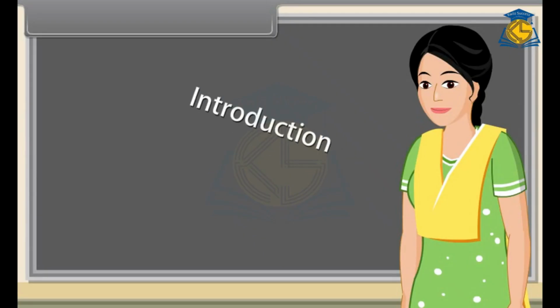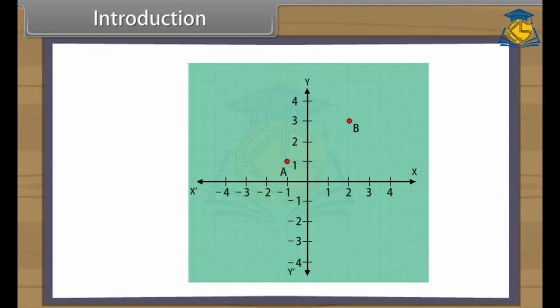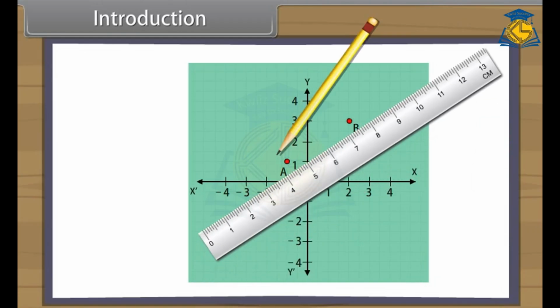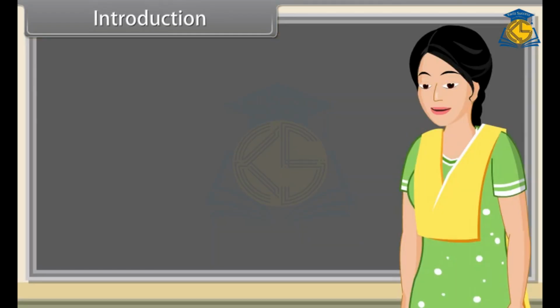Introduction. Students, we are given 2 points labeled as A and B. We can draw a line using a straight edge or a ruler. What we need to do is to find a pattern on how points A and B are related.